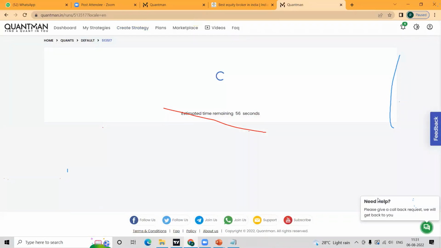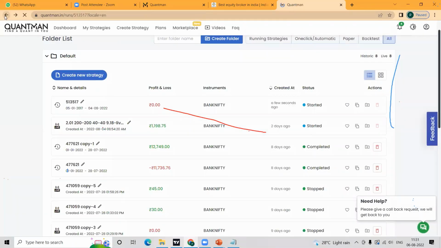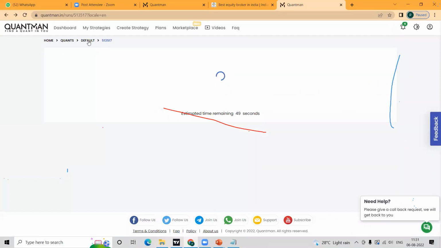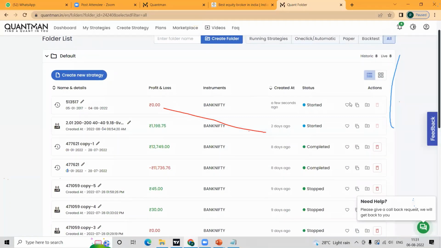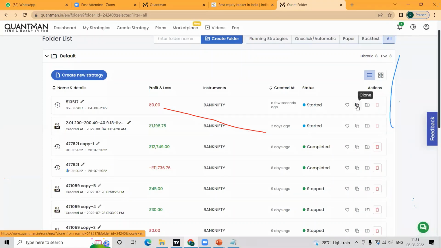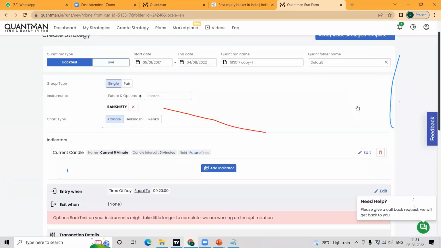Okay, it is taking around 13 minutes. Before that, I'm going to explain some other logic. If you want to do anything, you just go to the default page. After the default page, you have a button called clone. If you click clone, you can edit whatever you want.